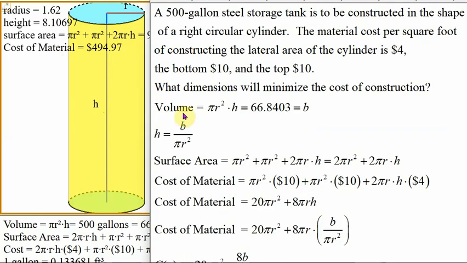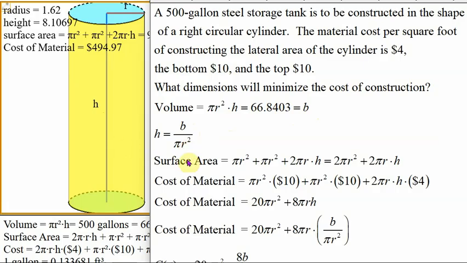Once again, the volume of the cylinder is pi times r squared h, and in this case it's 66.8403 cubic feet. I'm going to call this number B, so I don't have to write it over and over again. If we're solving for h, then h is going to be B, which is the number 66.8403, dividing by pi r squared.